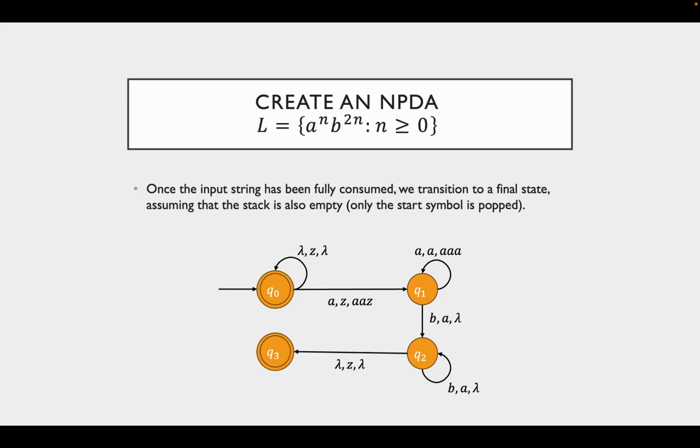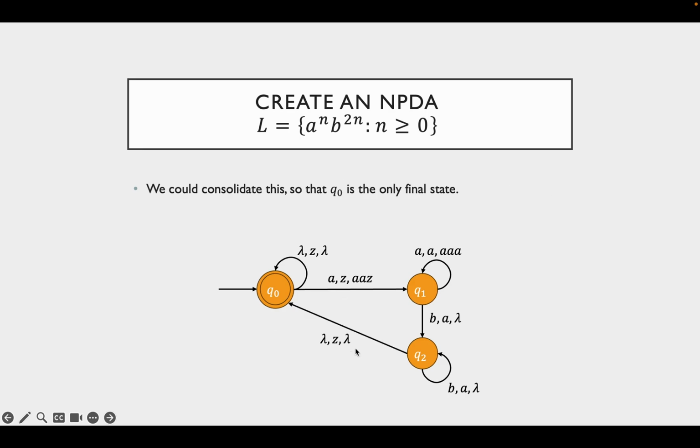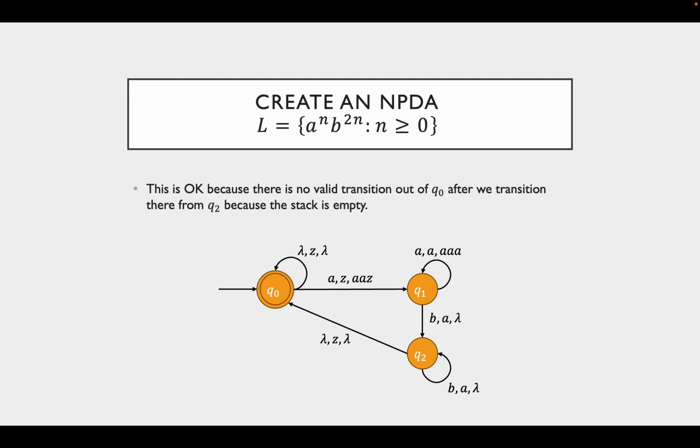Once the input string has been fully consumed, we can transition to a final state, assuming that the stack is also empty, only the start symbol is popped. So we read nothing, we pop the Z, the start symbol, and we push nothing. We can consolidate this so that Q0 is the only final state. There's no problem with doing this because now the stack is empty. There's no valid transition out of Q0 after we transition there from Q2 because the stack is empty.